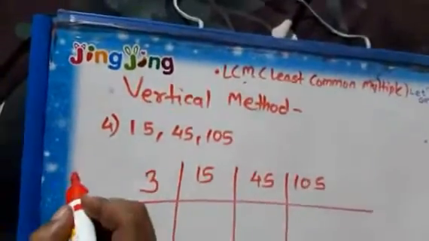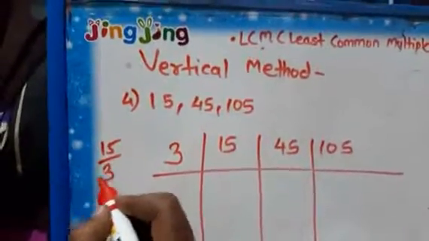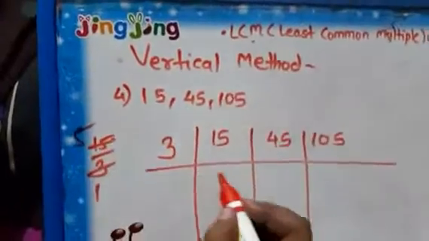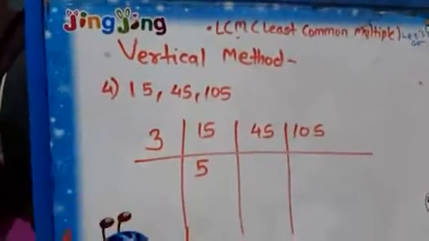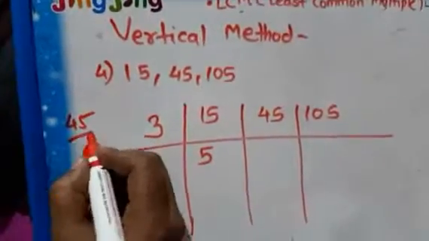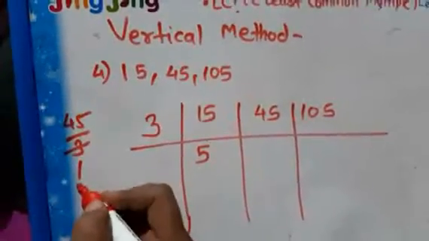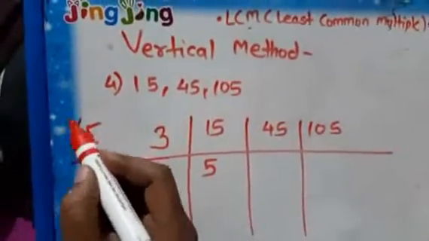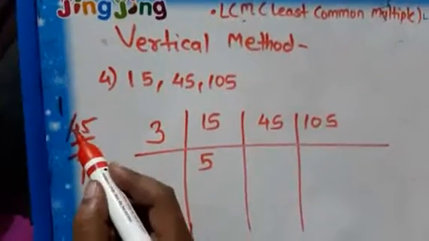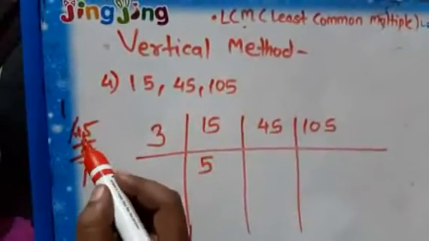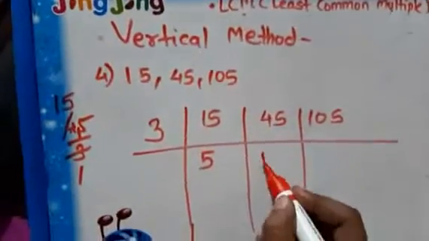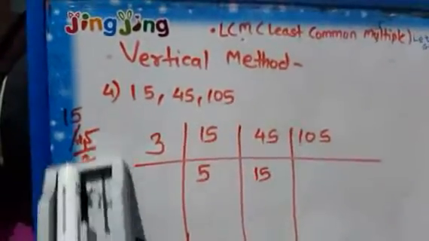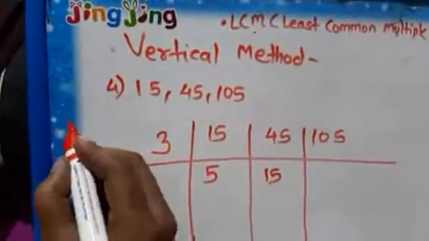Below 15 what should be written? 15 divided by 3. 3 1s are 3, 3 5s are 15. So here will be 5. Next is 45. 45 divided by 3. 3 1s are 3. First digit is 4. So we take 3 1s. 4 minus 3, 1 will remain. 1 5 is 15. So 3 5s are 15. Here will be 15.